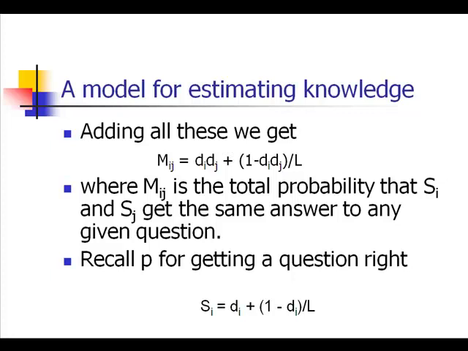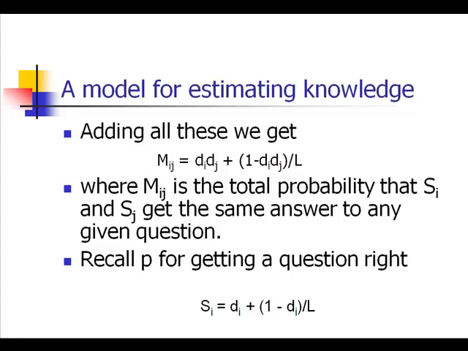Now, if you recall, just in case you didn't, look right here. Look at that. So here, the probability that we get the same answer, this is the total probability that student I, student J get the same answer to any given question. And the probability for getting a question right is that little piece right there. Take a minute to absorb that. What do you see? Same question.